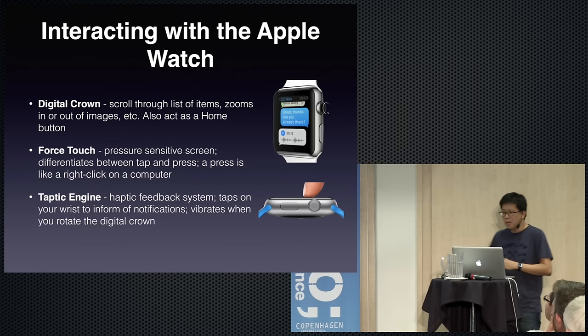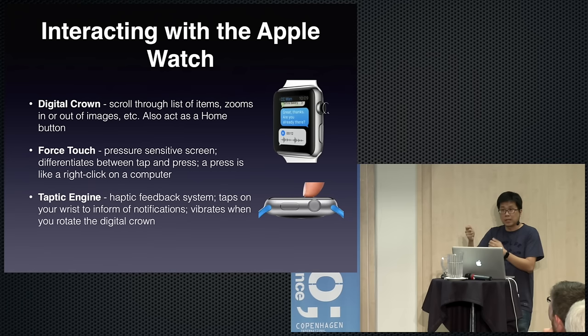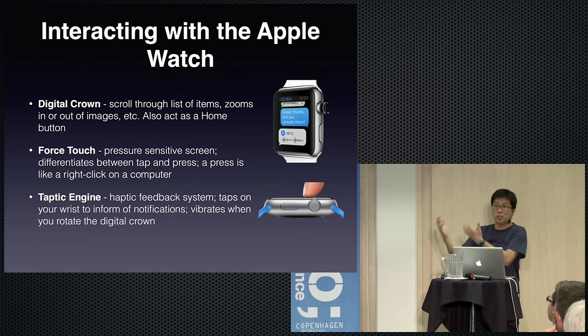Now, in terms of interacting with the Apple Watch, there are a few ways in which you can interact with it. The first is the digital crown. The digital crown is the little knob on the side of the watch, which you can turn, and you can use it to scroll through a list of items. You can zoom in and out of images. And it also acts as a home button. So when you press it, it returns you to the home screen.